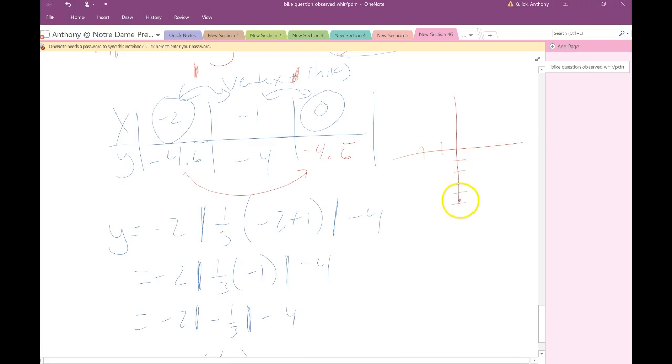And then I just need to plot these things. So I have 0, -4.6, -1, -4, and then -2, -4.6. So here's my graph.